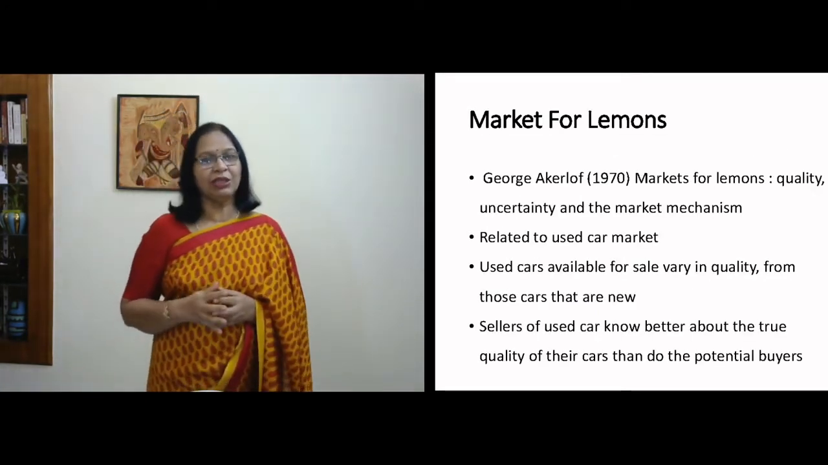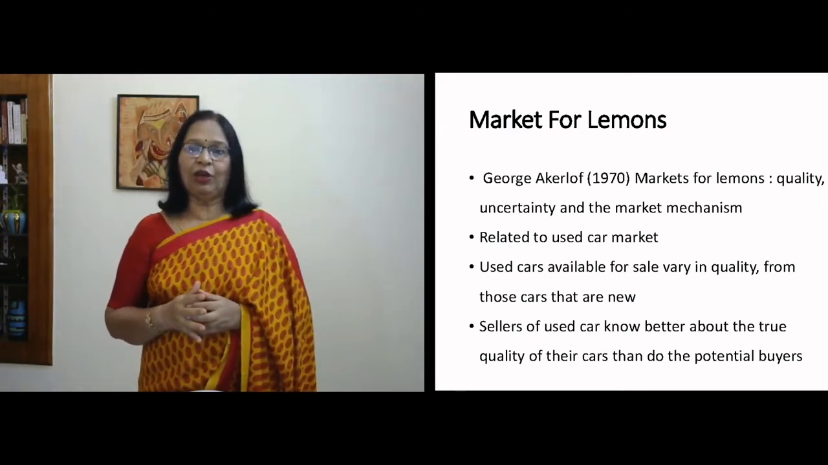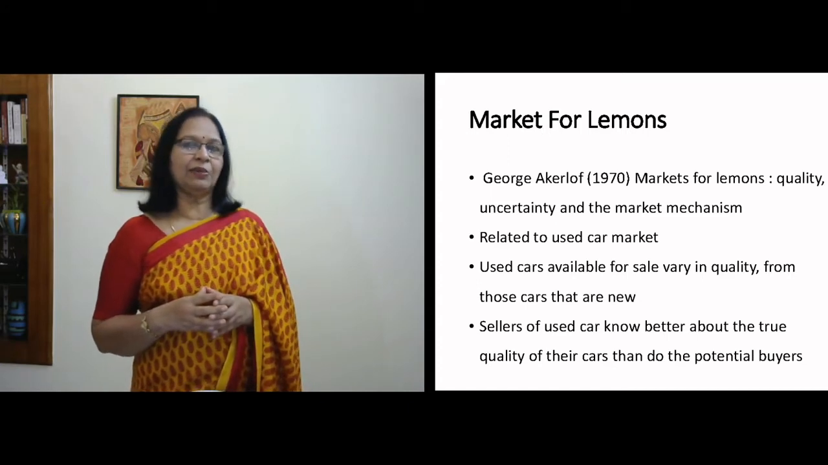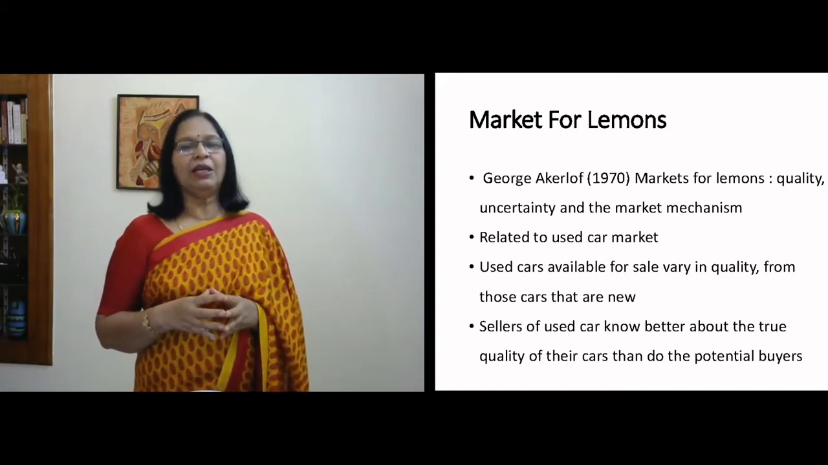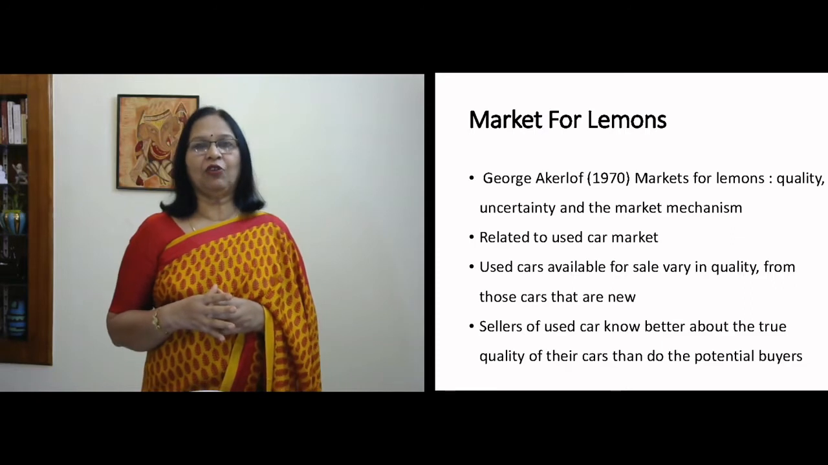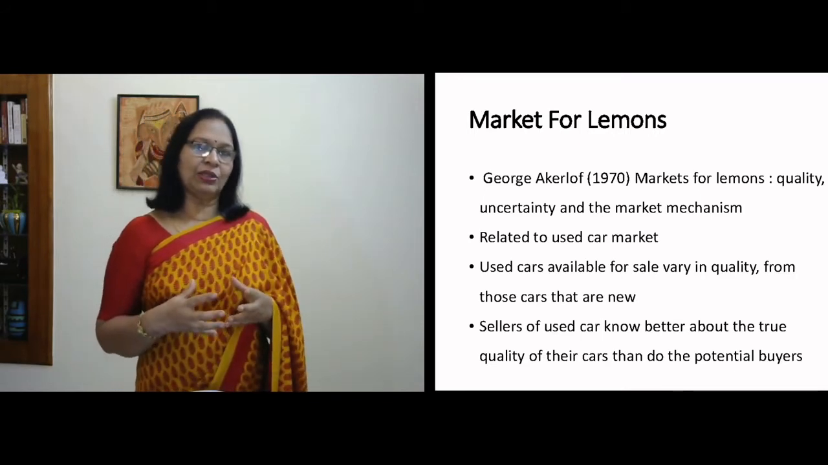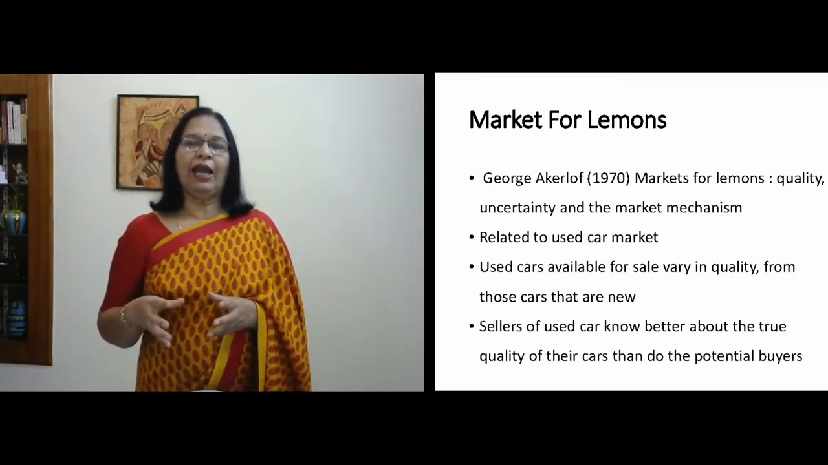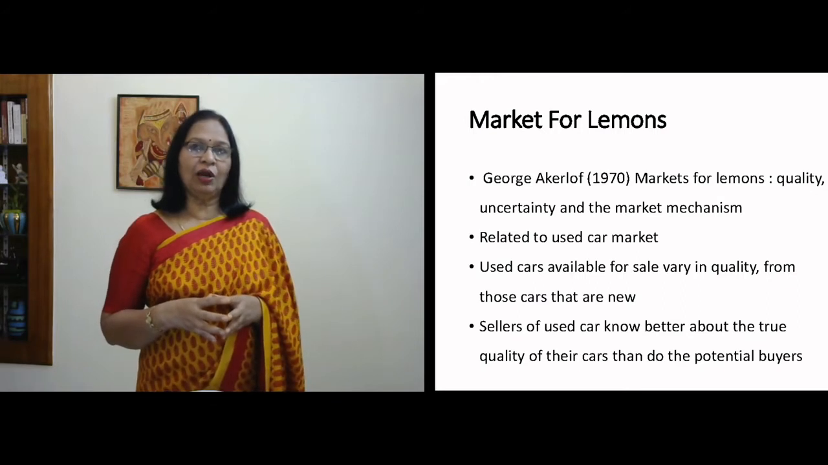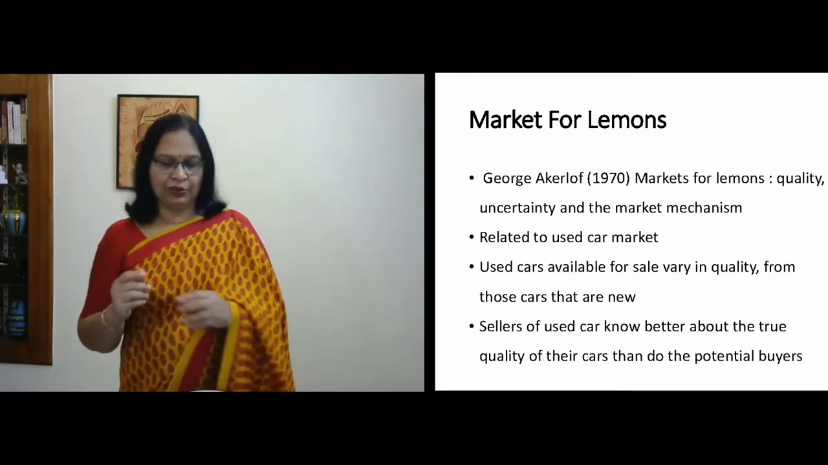Let's look at an interesting paper by George Akerlof of 1970 called Market for Lemons: Quality Uncertainty and the Market Mechanism. He explained his paper in the context of the used car market. It's available online, and you would like to read it to see how markets for lemons, or used cars, work. He says there are used cars which the owners would like to sell in the market, and there are potential buyers of these used cars. The sellers know more about the car they propose to sell than the potential buyers of that used car.